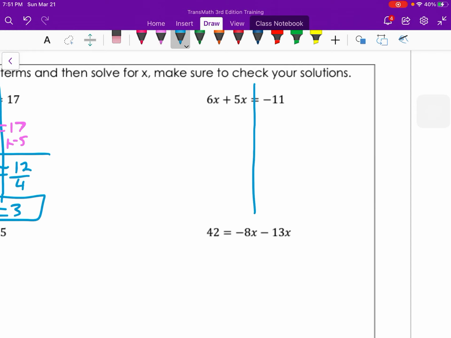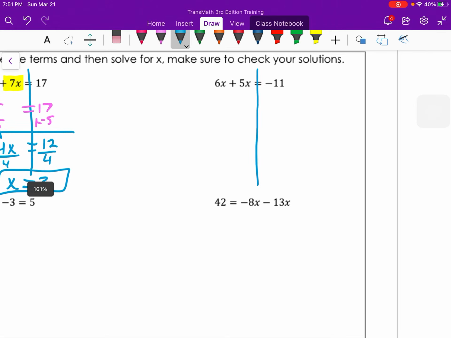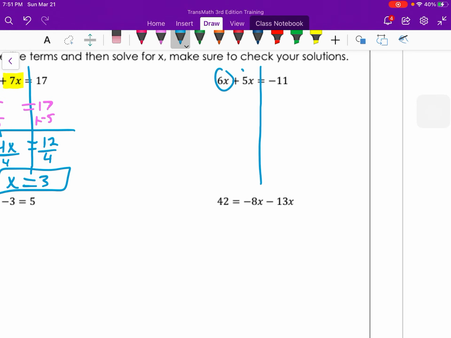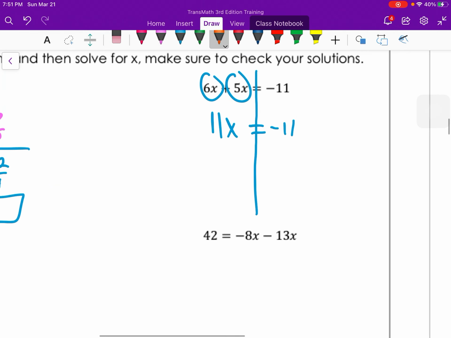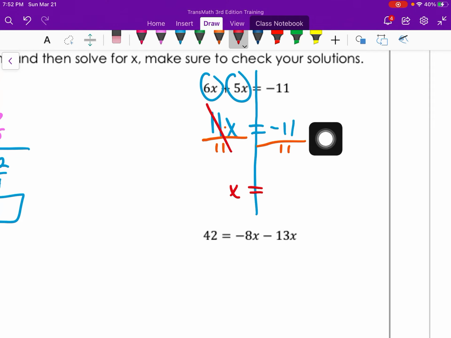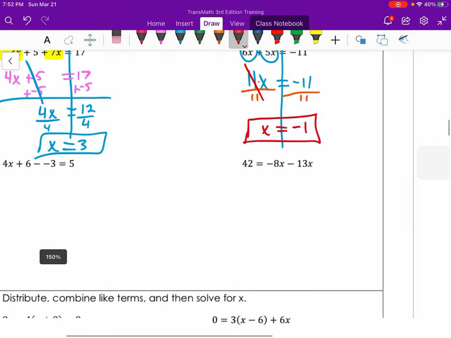So let's combine like terms here. We have a 6x plus 5x. So how many x's are there? There are 11 x's equals -11. This is a product. This is 11 times x, so my inverse operation will be to divide both sides by 11. This becomes 1 times x, or just x equals, my answer is going to be negative because it's a negative divided by a positive, and 11 divided by 11 is 1. So x equals -1 there.